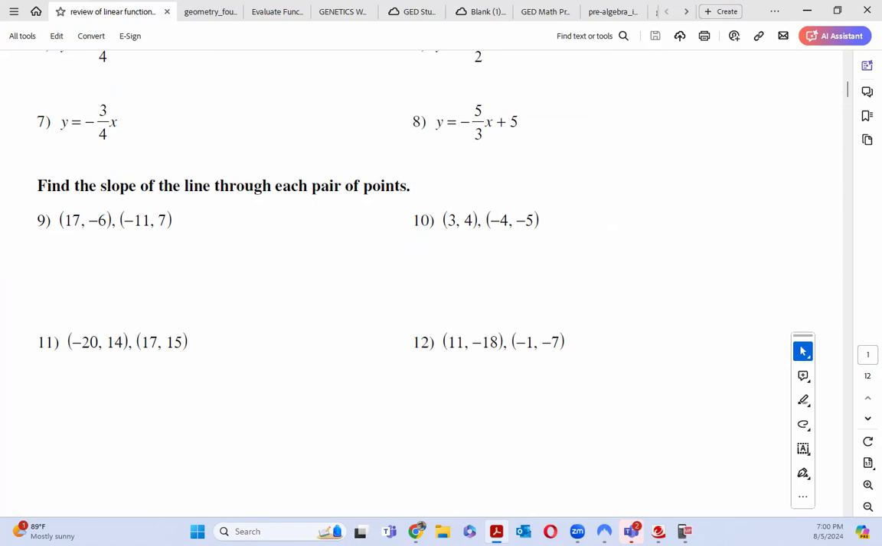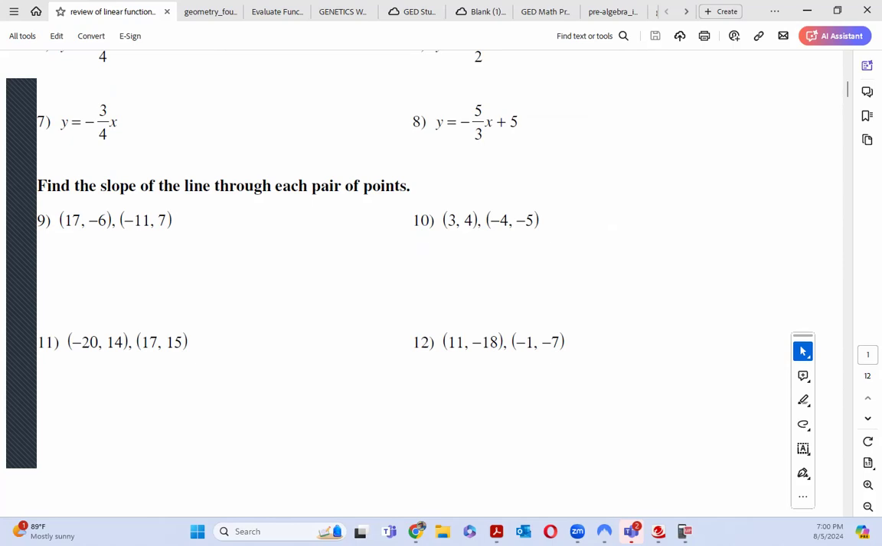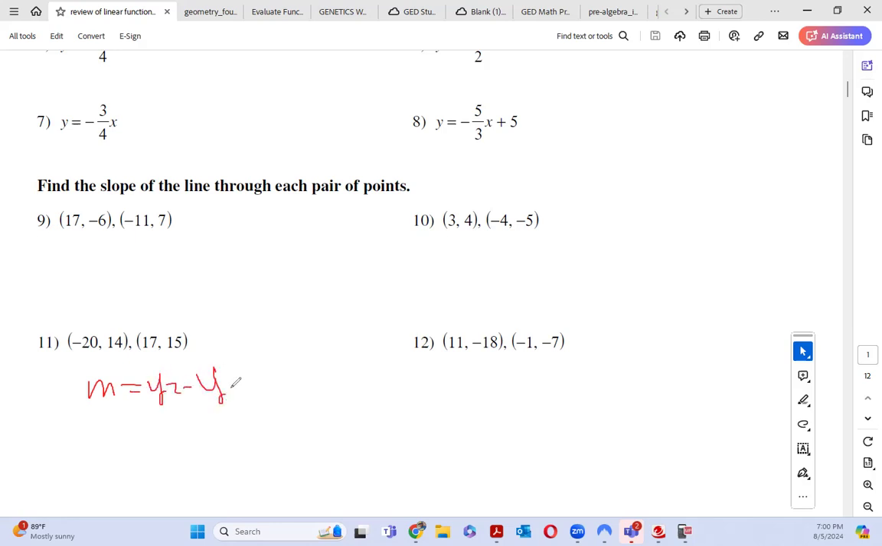This is slope from two points. Hold on, I thought we just did slope from two points, Mrs. Tinsley. We did, but those were on a graph. If they give you two ordered pairs, two points, you use this formula we just did last week, and you just fill them in.